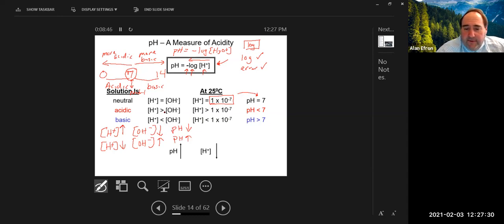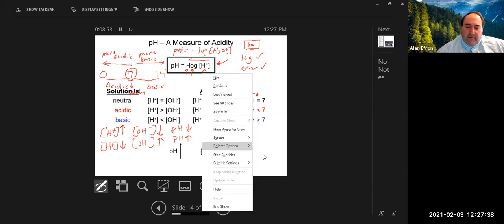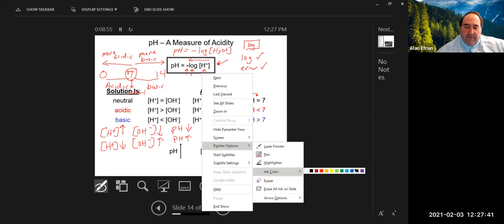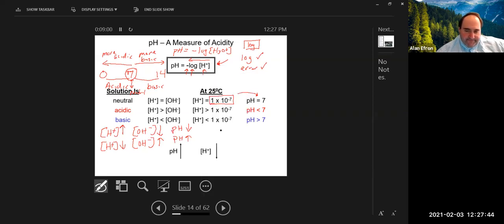Let's talk about another important thing, which is everybody's favorite: sig figs and pH type values. When we're calculating the pH and trying to get the right number of sig figs, the pH value should have the same number of decimal places as the concentration has significant figures.